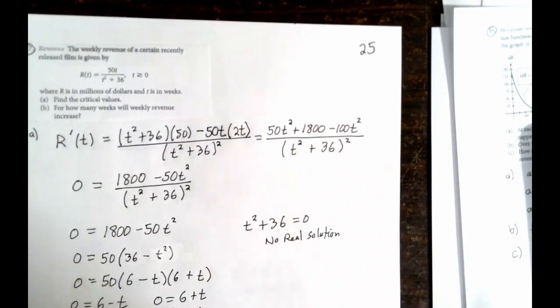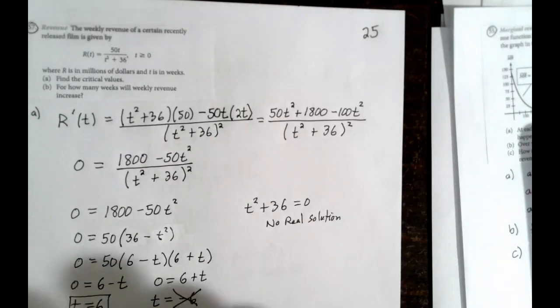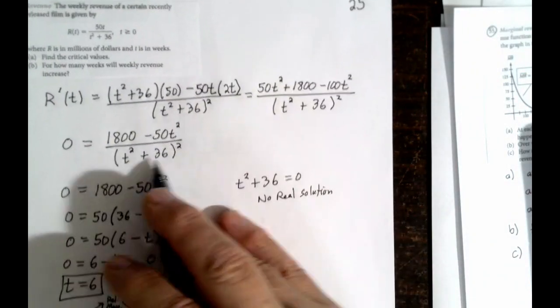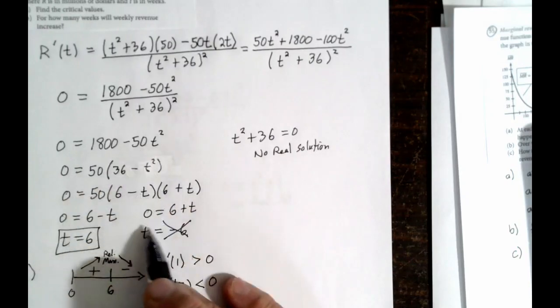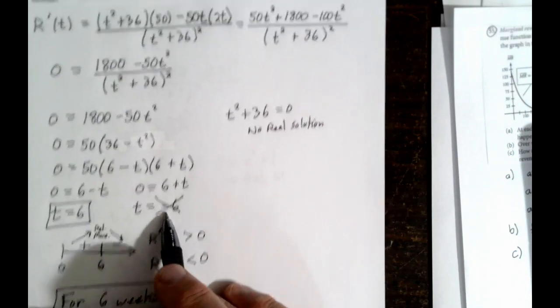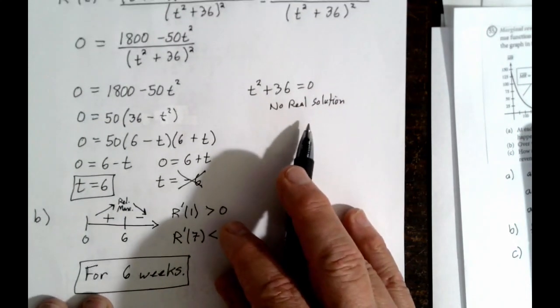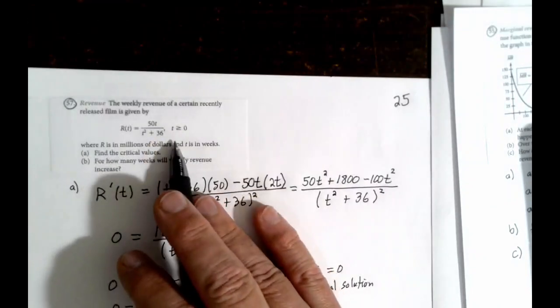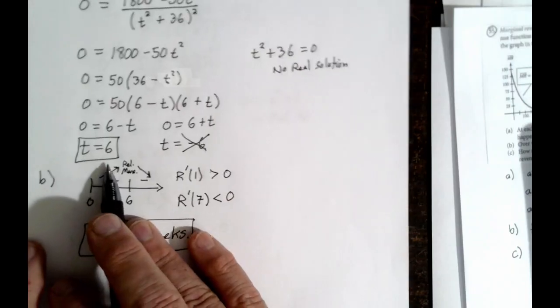57, they say find the critical values, and they say for how many weeks will weekly revenue increase. So you take the first derivative, set it equal to 0, and so you set the numerator equal to 0, and you get this factored form, and you get these two numbers here. Set the denominator equal to 0, and it doesn't give you any answers. We want t greater than 0, so we throw out the negative 6, so our only critical value is 6.